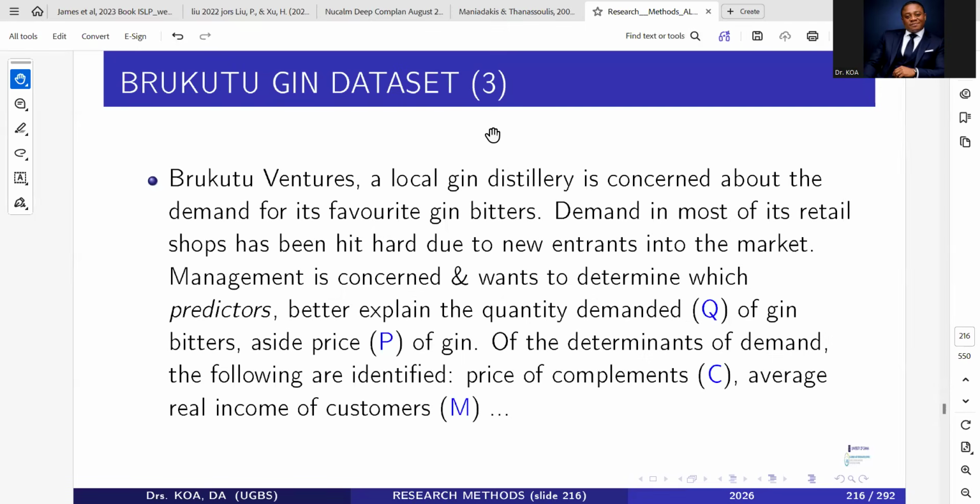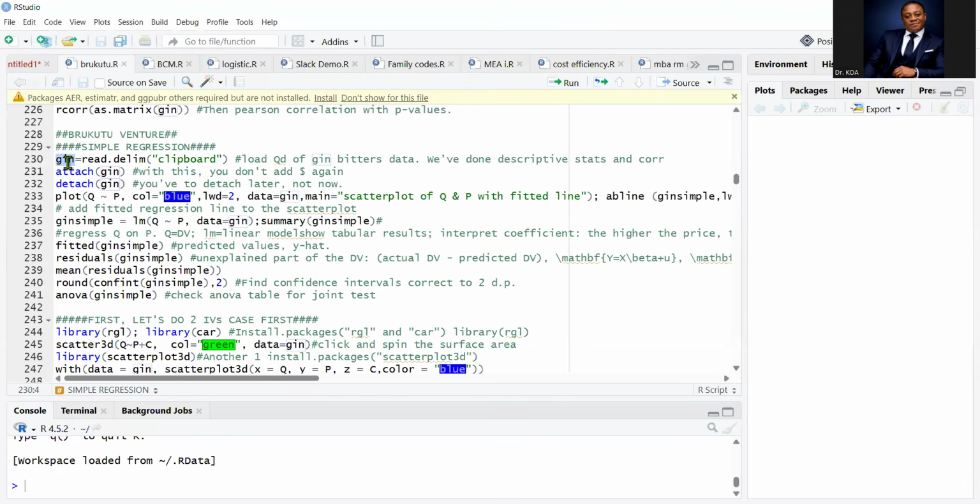We have already looked at the simple regression model. Let me just remind you a little bit. We ran this model in R. If you have already written it in R, you can follow me there.